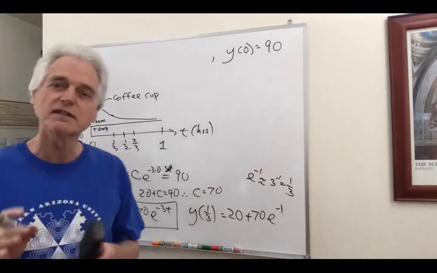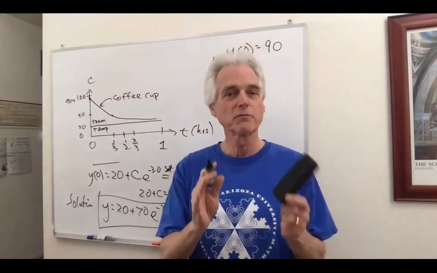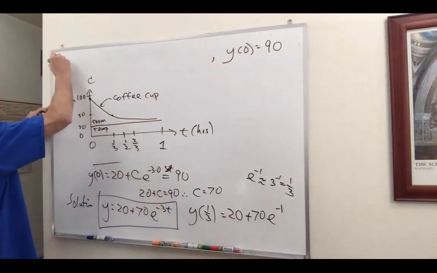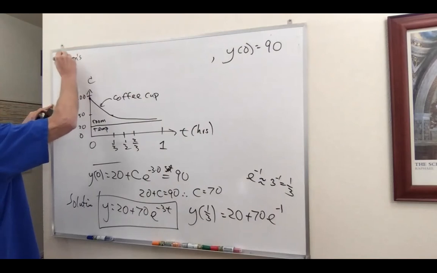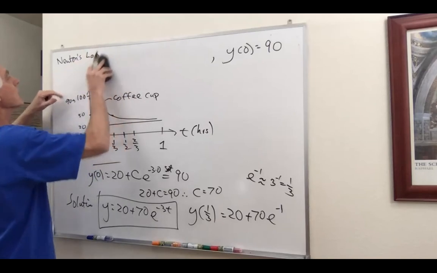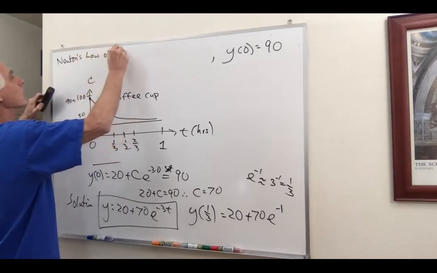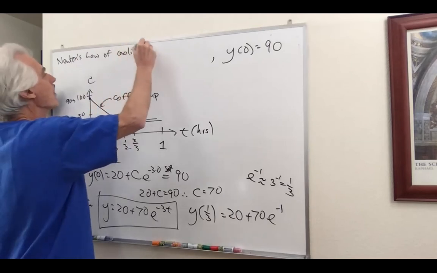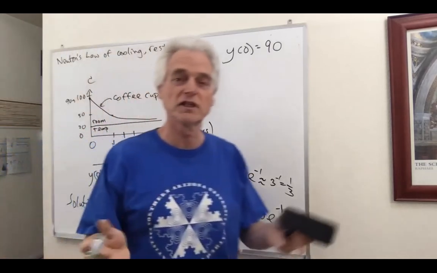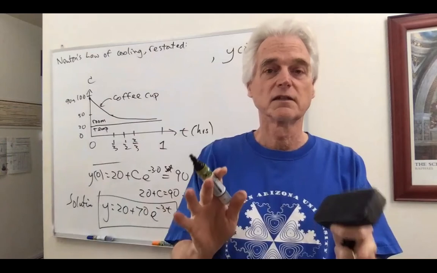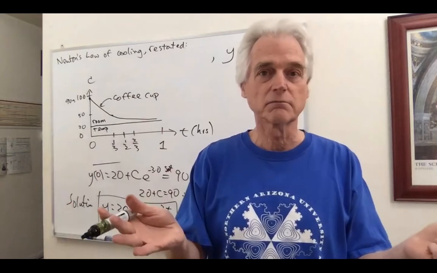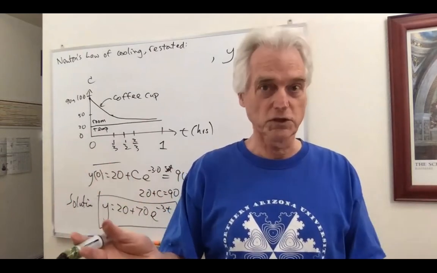And in fact, let me say a little bit more on this. Newton's law of cooling is this, restated. Okay, Newton's law of cooling stated a different way is this: the temperature of an object decays exponentially to the ambient temperature.